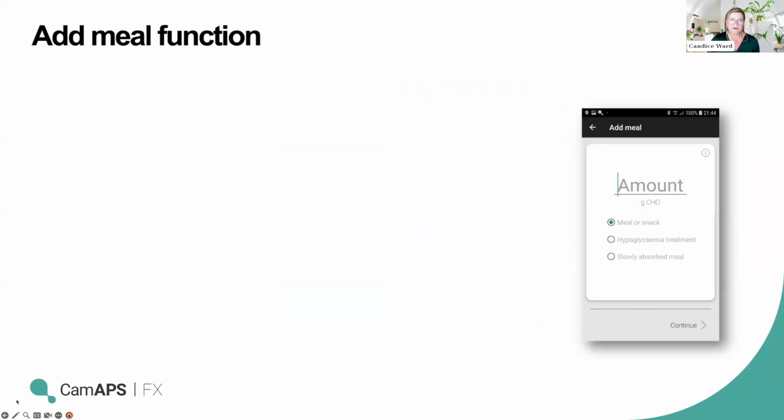We also have a function called add meal. Now, add meal is separate from the bolus calculator. People use add meal when they want to announce carbohydrate, but not deliver a bolus for that carbohydrate. So they go into the add meal function and put that amount in, and then choose one of three options.